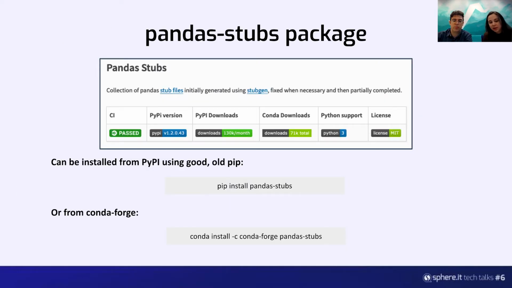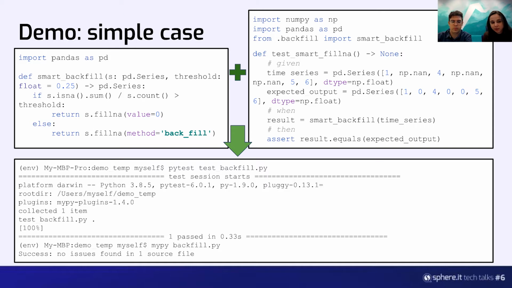Okay, so we would like to demonstrate the pandas-stubs package, which is available both for pip and conda-forge. Pandas-stubs, the library, enriches pandas installation with type information, and it enables type checking by tools like Mypy or Pyright. Let's see a simple case when this can be useful.